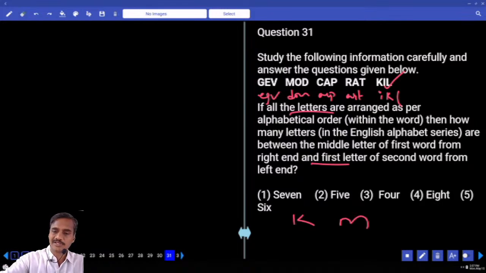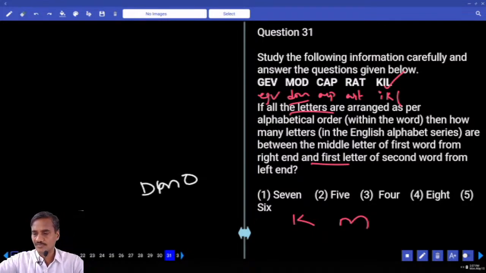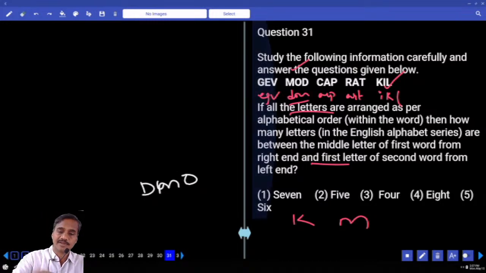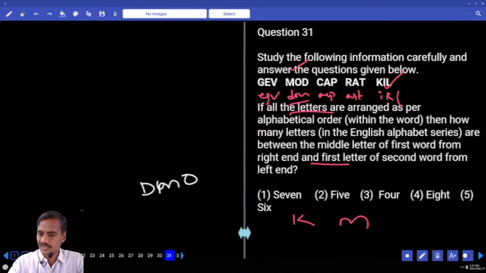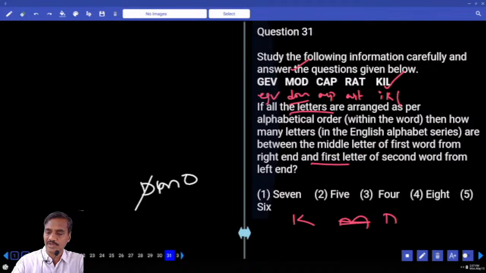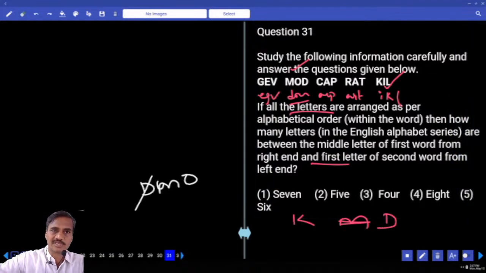Now because all the letters are arranged in alphabetical order, D, M and O. Now in this, the first letter of the second word from the left. What is the second word from the left? DOM. What is the first letter here? First letter is D. Now between D and K we need to identify. Now between K and D, how many letters are there? 4 and 11. 7 minus 1, 6. And 6, that is the choice for question number 31.